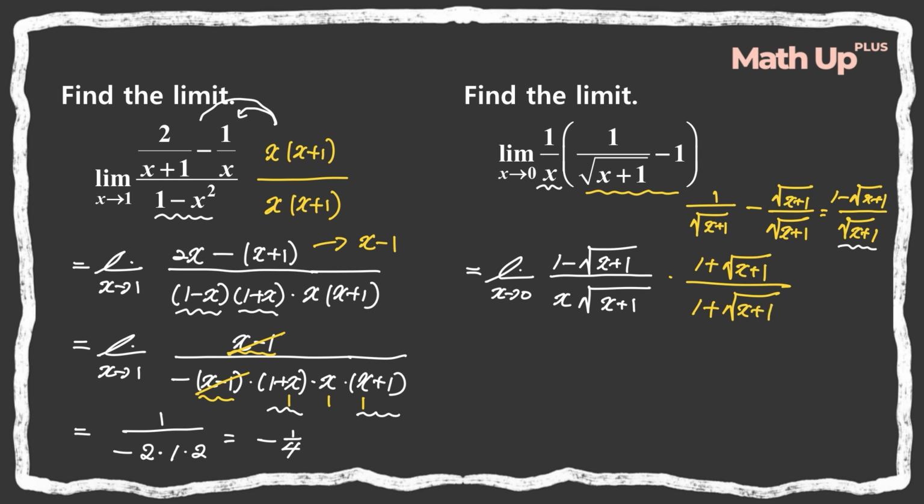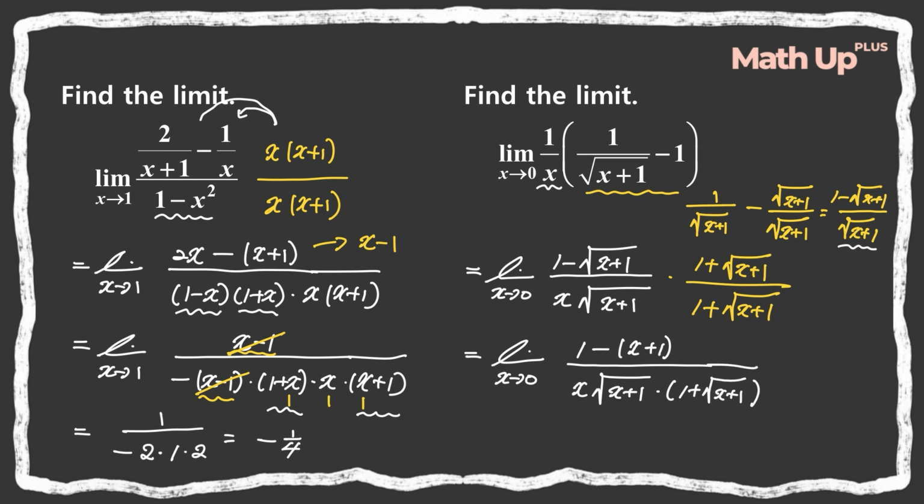So far so good? So this is equal to the limit as x approaches 0. Numerator is 1 minus the square of square root x plus 1, that's x plus 1, right? Denominator, we have x square root x plus 1 times 1 plus square root x plus 1, right? Now if we simplify the numerator, that's just equal to negative x, right? So all of this thing is equal to negative x.